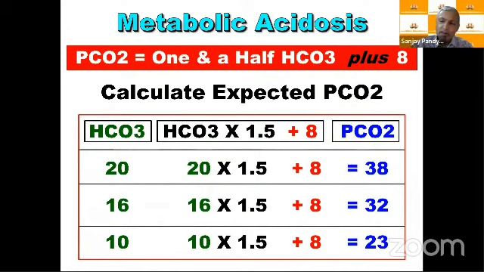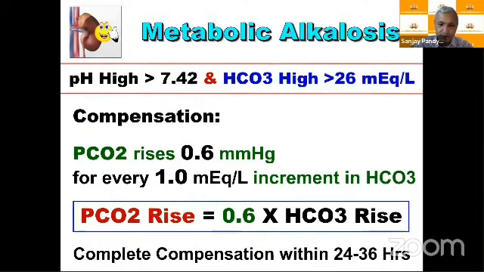Now, when it comes to metabolic alkalosis, what is the formula used? We said that as per the same direction rule, when bicarbonate increases, PCO2 will also increase. But how much will PCO2 increase? The answer is that PCO2 rise is equal to 0.6 into bicarbonate rise.